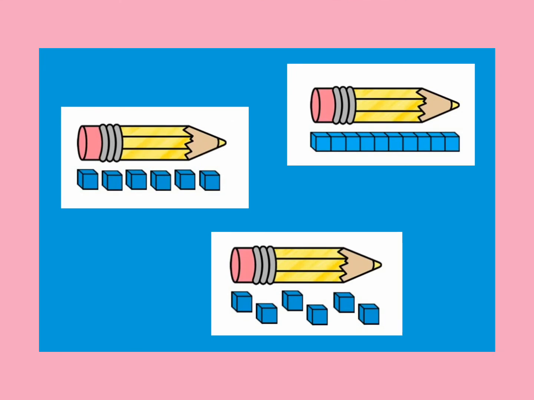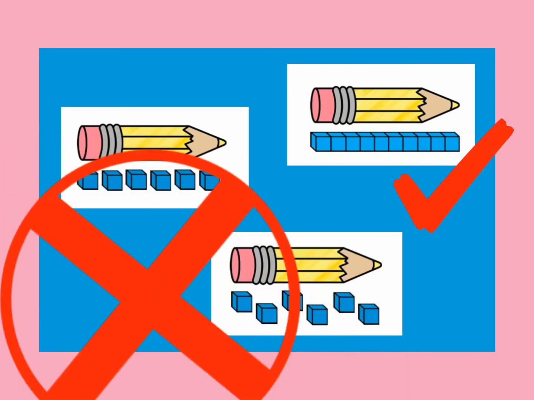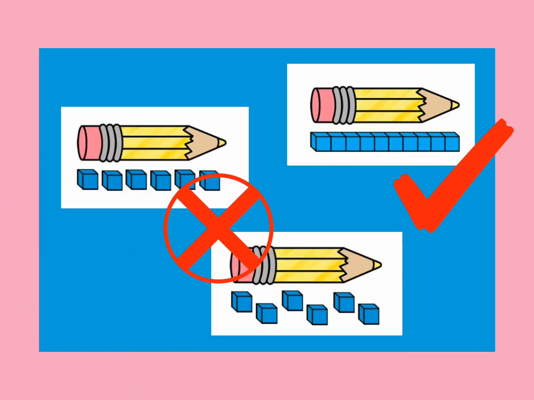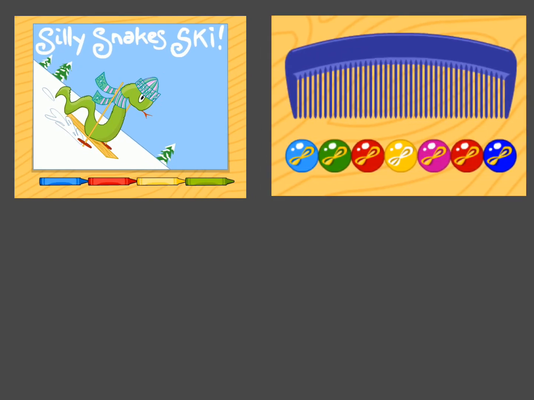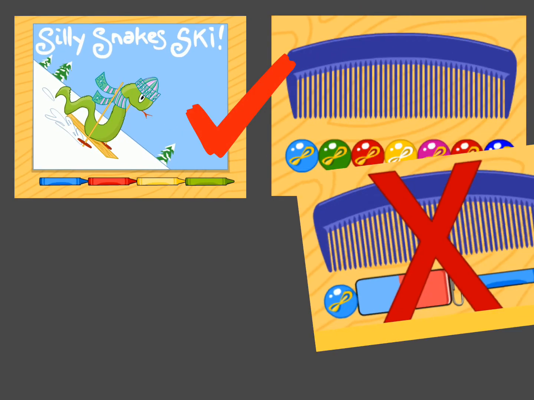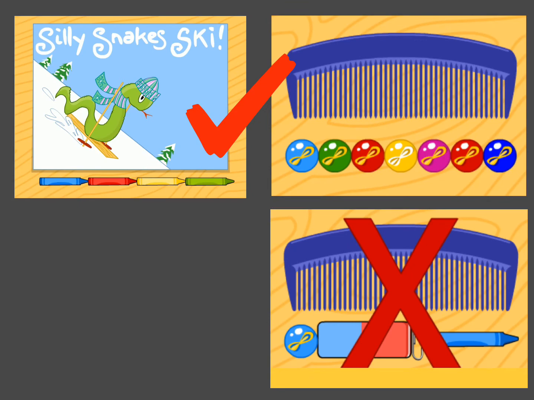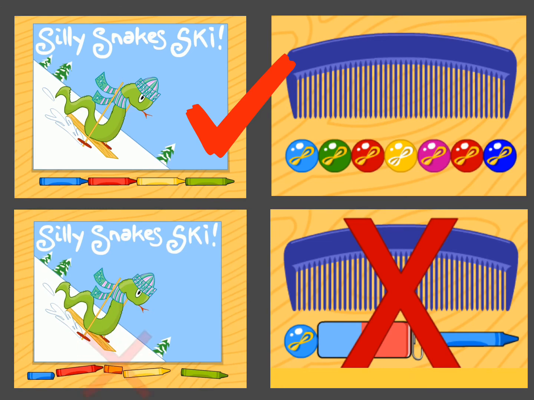Make sure when you use objects to measure the length of another object to put them in a straight line, having no gaps or overlaps. It is very important to use the same objects when you measure. If you use different objects, you will not get an accurate measurement. And if you don't line the crayons correctly, your measurement will not be correct.